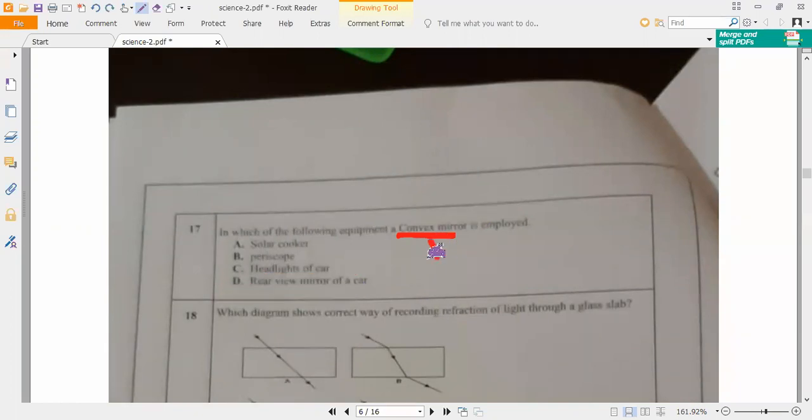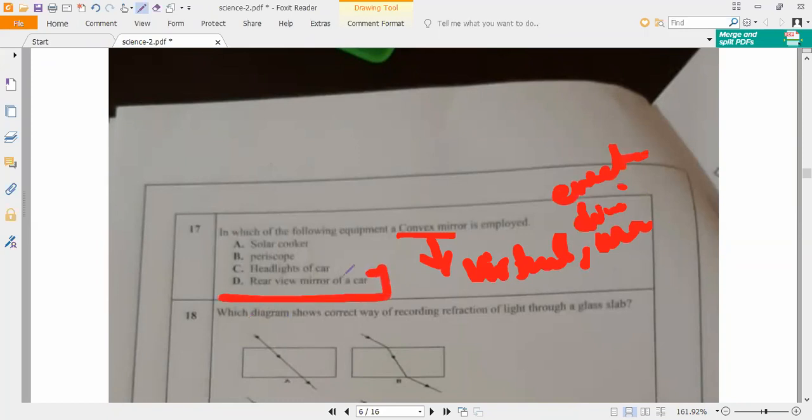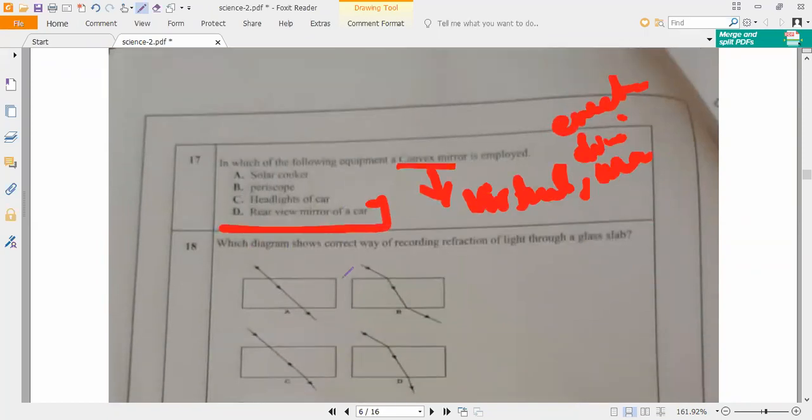Why? It always shows a virtual, erect, diminished view. Correct or not? So it is a virtual and always diminished image. That is why it is a rear view mirror. So a large view we are able to see in a small mirror. Is it yes or no?